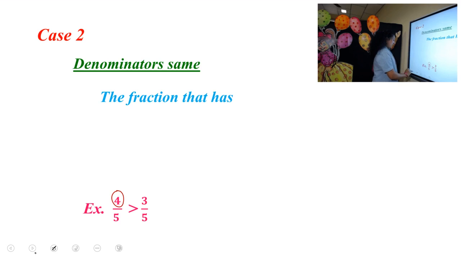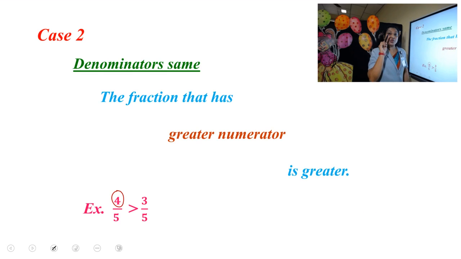Here denominators are same. We know to compare the counting numbers. The same thing will apply here. The fraction that has greater numerator will be greater. So 4 by 5 is greater than 3 by 5. But when the numerators are the same, the fraction with the smaller denominator is greater. But when the denominators are the same, the fraction that has greater numerator is greater. This thing you have to keep in mind. So let's do some problems.